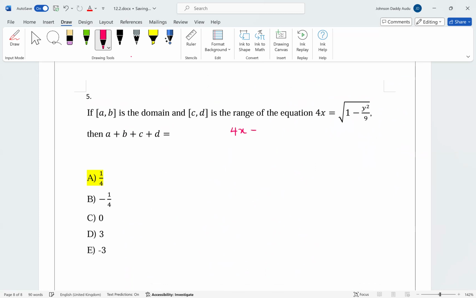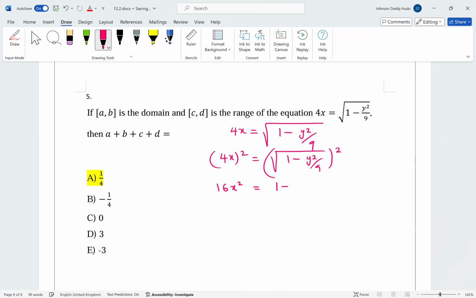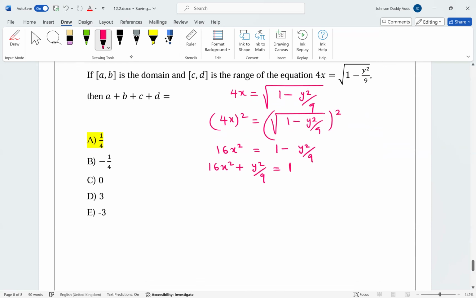We have 4x is equal to the square root of 1 minus y squared over 9. When you square both sides, this is going to be 16x squared is equal to 1 minus y squared over 9. And this is 16x squared plus y squared over 9 is equal to 1. Right? Okay, then you can write it as x squared over 1 over 16 plus y squared over 9 is equal to 1.